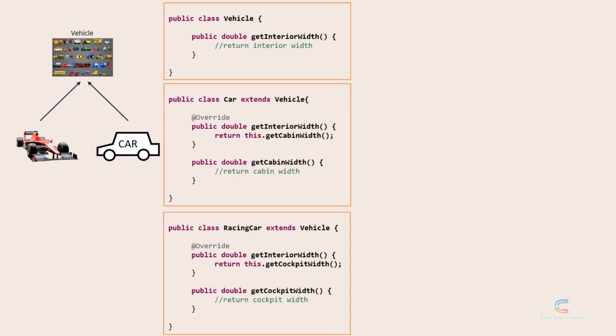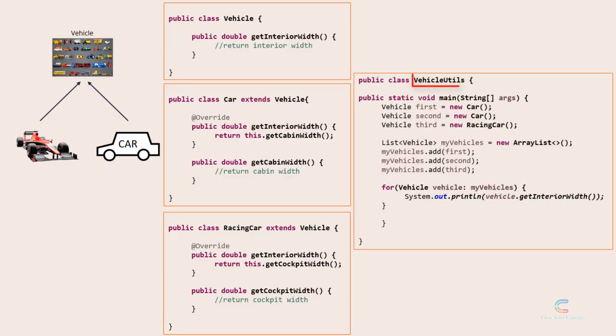Finally, let's look at the same CarUtils class again. We have renamed it to VehicleUtils, by the way. Again, we have the first two car objects and the third racing car object. Note that all three are of reference type vehicle. Iterate through this loop in your mind.